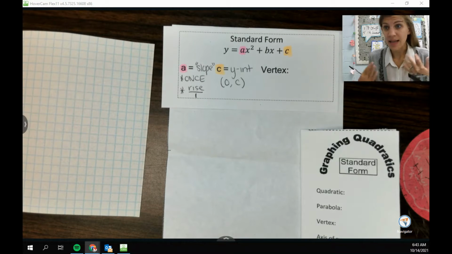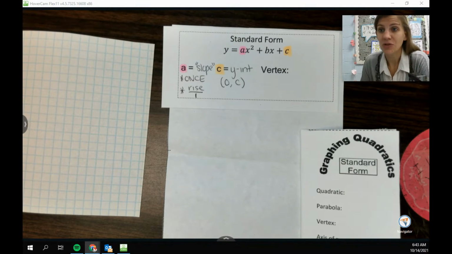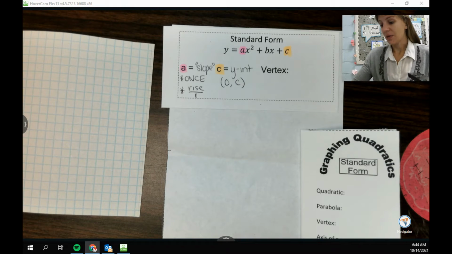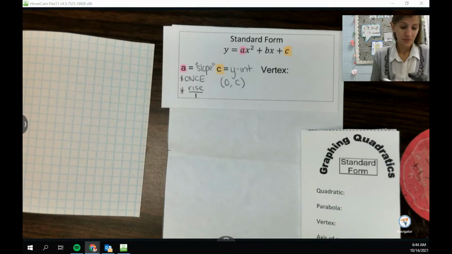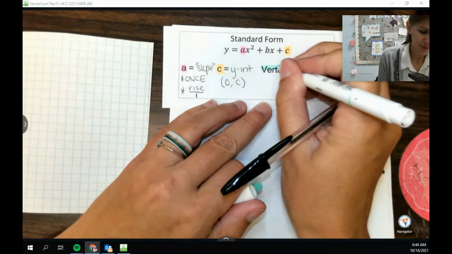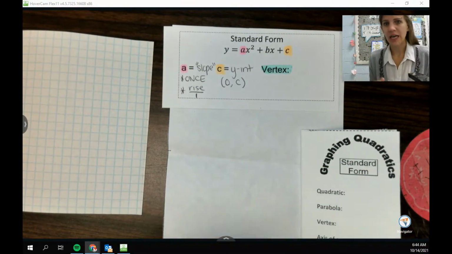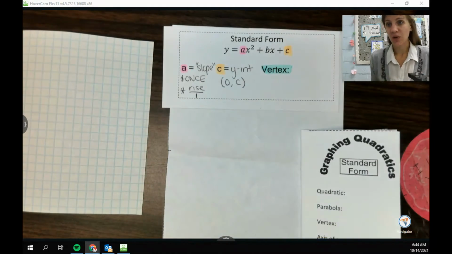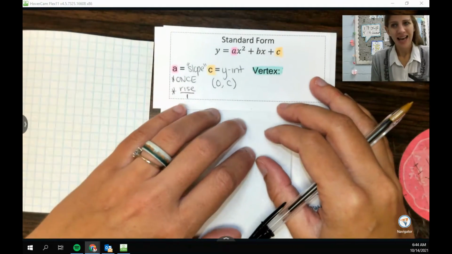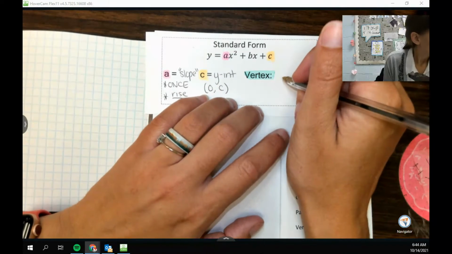Now that's all well and good. That is a point that we liked to find yesterday when we were talking about vertex form, but it's not the most important point. The most important point of a graph, of a parabola graph, is always the vertex. And so I really have to have the vertex. And unfortunately, I can't just go grab it out of my equation. I have to do a little baby formula to get it.